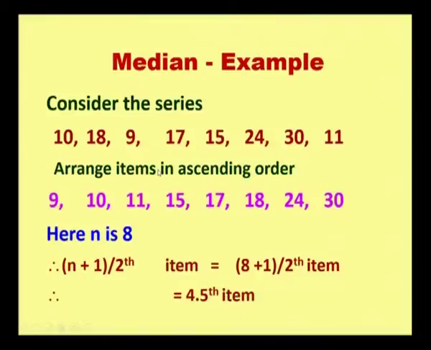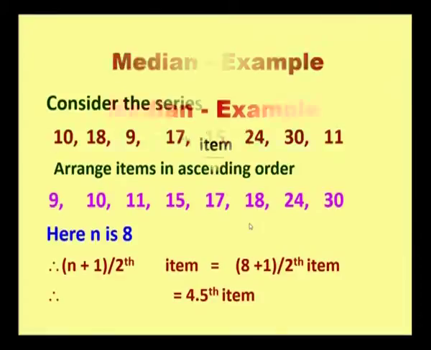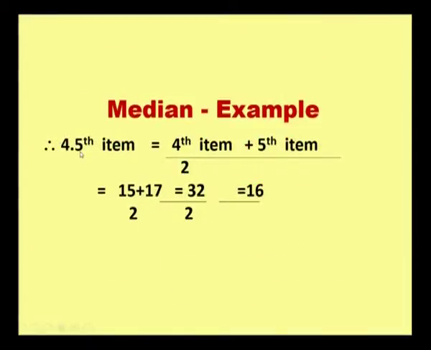Now, another example, where the number of items is even, and in the same way we have arranged the data into ascending order. The same formula, (n plus 1) by 2th item, that is (8 plus 1) by 2, that is 4.5. So, in that case, how to find the median? The 4.5th item is equal to the (4th item plus 5th item) by 2. That means, the 4th item is 15, the 5th item is 17, so 32 by 2, that is equal to 16. And so, by this formula we can find the median.